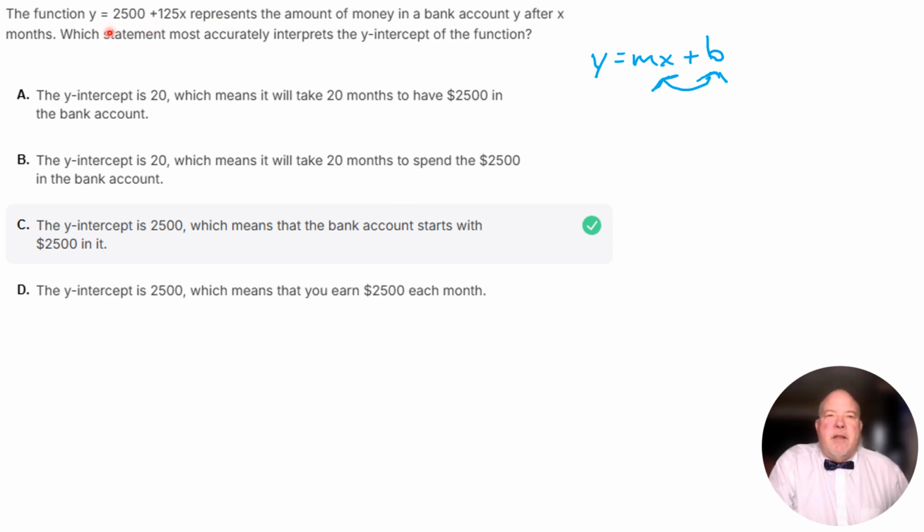So if you look at the equation, the 125 is being multiplied times the number of months. So that's money that you earn each month. The 2,500 is just what you start with. So the answer to this would be C.